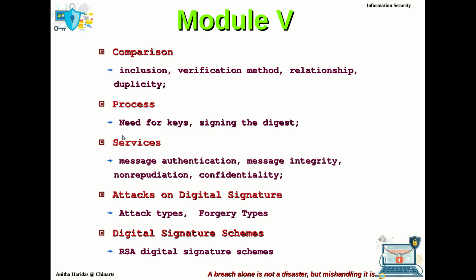Then what are the different services that are provided by the digital signature? Then we will talk about the attacks that may happen on digital signature, the different types of attacks. Then the scheme, right? One of the very important digital signature schemes is the RSA digital signature scheme. We'll be discussing the RSA digital signature scheme in the fifth module. So these are the different topics we will be covering in the fifth module.